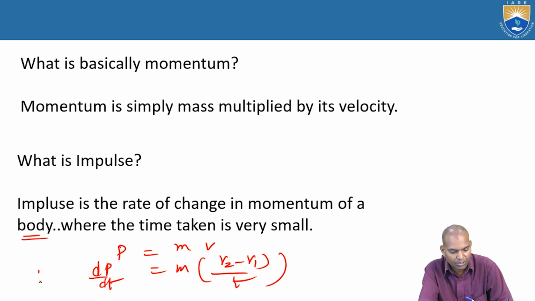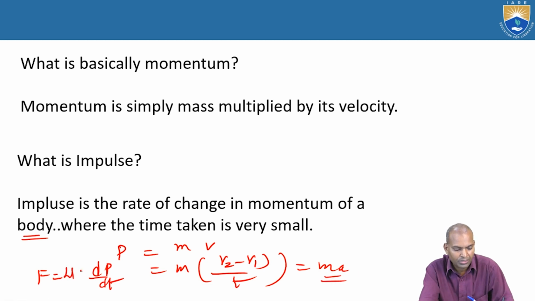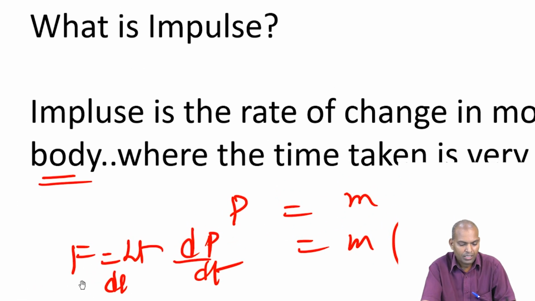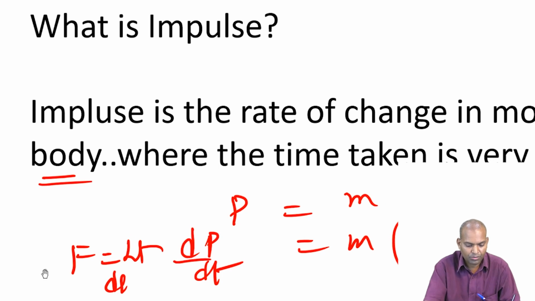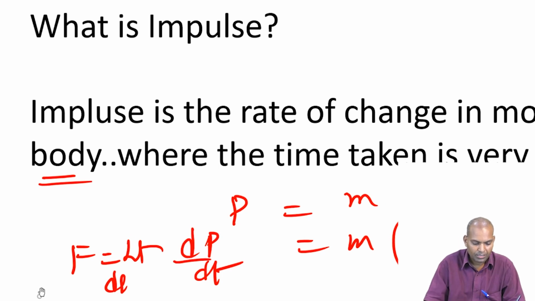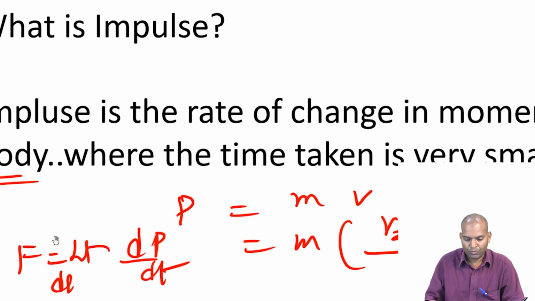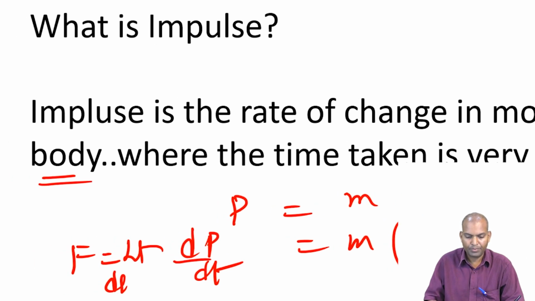The dp by dt is also known as the force. That force is known as impulsive force, when time tends to 0, limit delta t tends to 0. Then that is known as impulse.